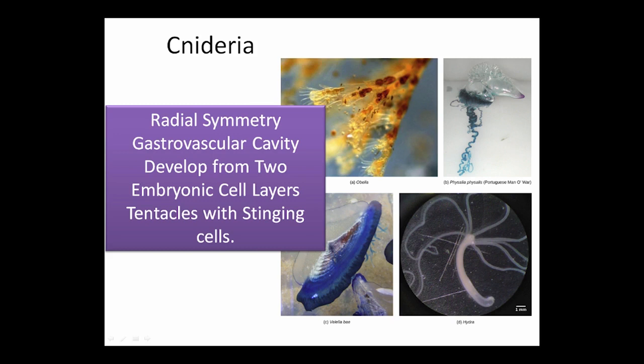They do develop from two embryonic cell layers, and their tentacles have stinging cells, which is what their phyla is named for. So the gastrovascular cavity that they have is kind of the first thing we would consider an organ system in a way. A specialized sac for digesting food. However, that's about it for cnidarians.